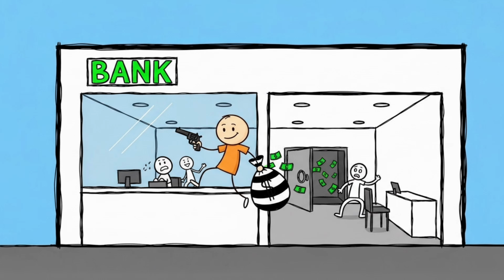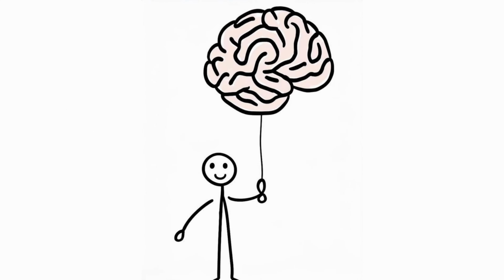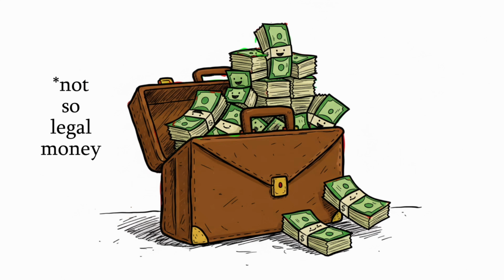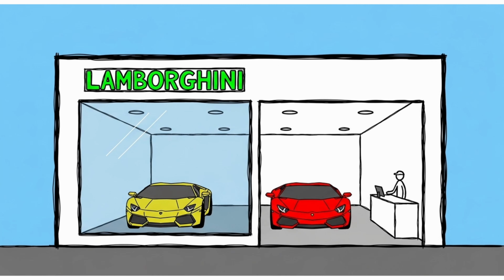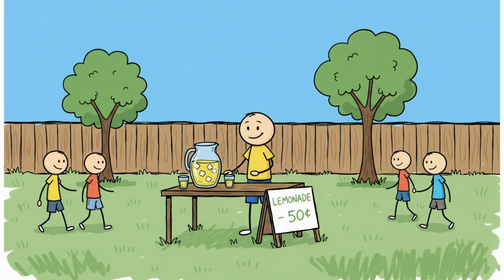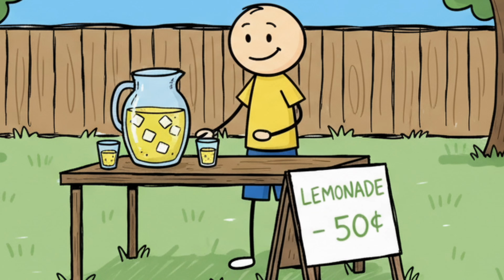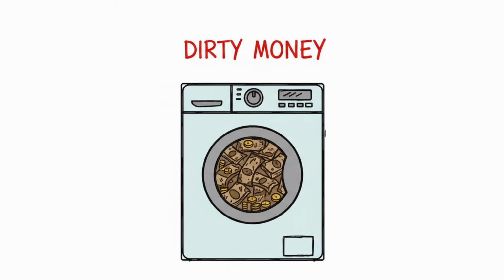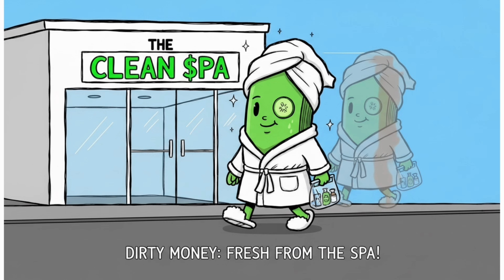Imagine you robbed a bank. Not saying you did, relax, criminal mastermind. But now you've got a bag full of cash and one tiny problem. You can't walk into a Lamborghini dealership and say, "Yeah, bro, I made this selling lemonade." That's where money laundering comes in. The art of making dirty money look like it just came back from a spa day.